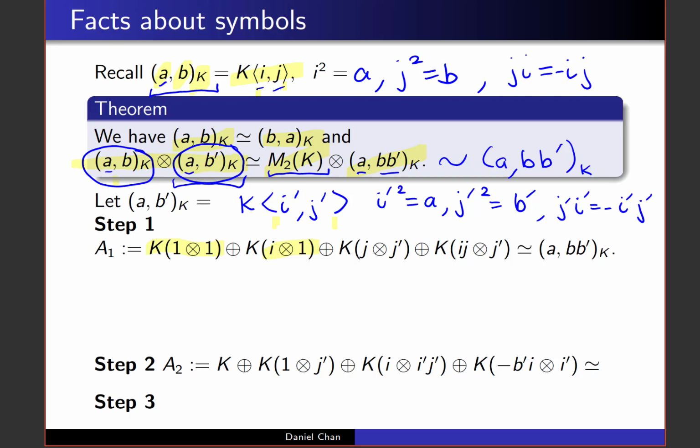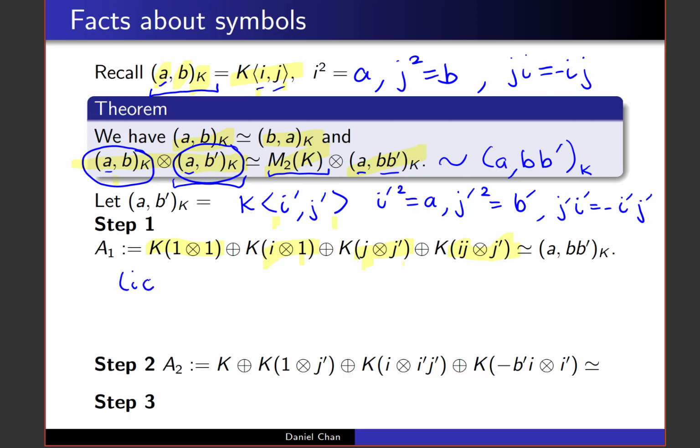Okay, and then we're going to also have j tensor j prime. And then we're going to have the product of these two. So the product of these two, you multiply the i times the j, you get an ij here, and 1 times j prime, you get the j prime here. So that's the product of those two. Okay, and I claim that this set, the span of these four elements, is actually closed under multiplication. Okay, so that's quite easy to show why that's true.